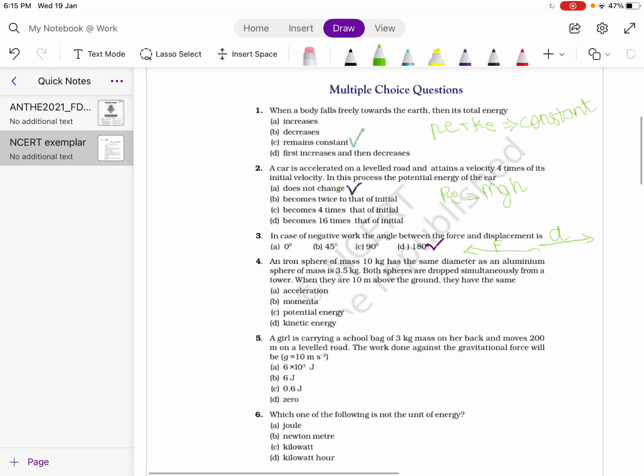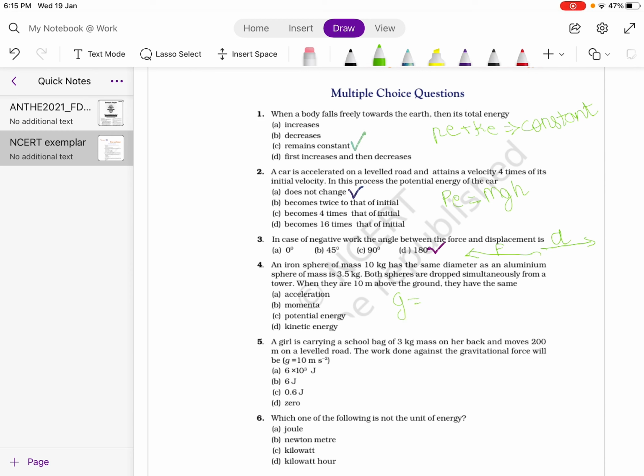An iron sphere of mass 10 kg has the same diameter as an aluminium sphere of mass 3.5 kg. Both spheres are dropped simultaneously from a tower. When they are 10 meter above the ground, they have same dash. Okay, so first we should know what is acceleration due to gravity. On Earth, regardless of its mass, the acceleration due to gravity remains constant, which is 9.8 meter per second square. So any object, regardless of its mass, it may be 1000 kgs or even a tiny mass, will fall with an acceleration of 9.8 meter per second square. So our answer is option A, acceleration.